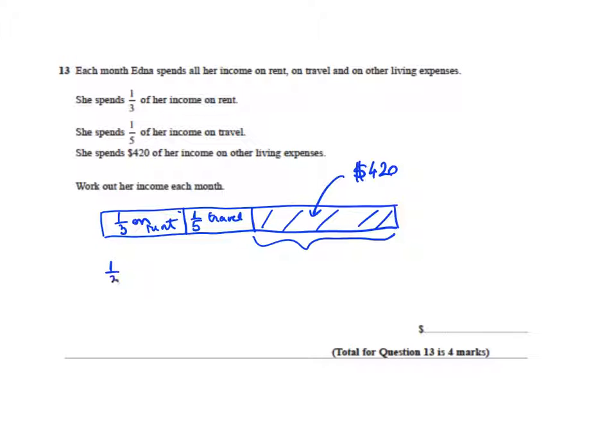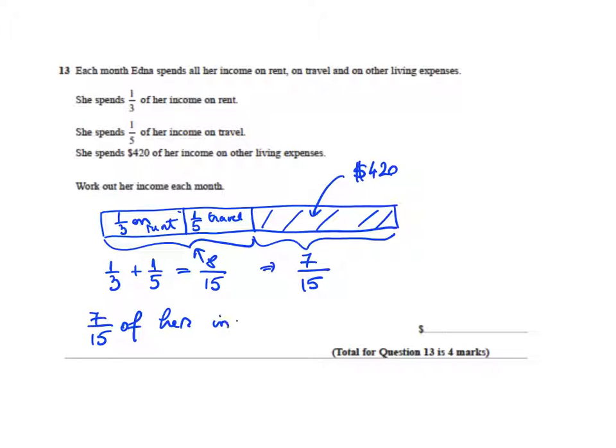So 1/3 is on the rent plus 1/5, which is on the travel. We can use our calculator and we'll get 8/15 on both. So this is 8/15. Therefore, the remaining is 7/15. So 7/15 of her income is 420.